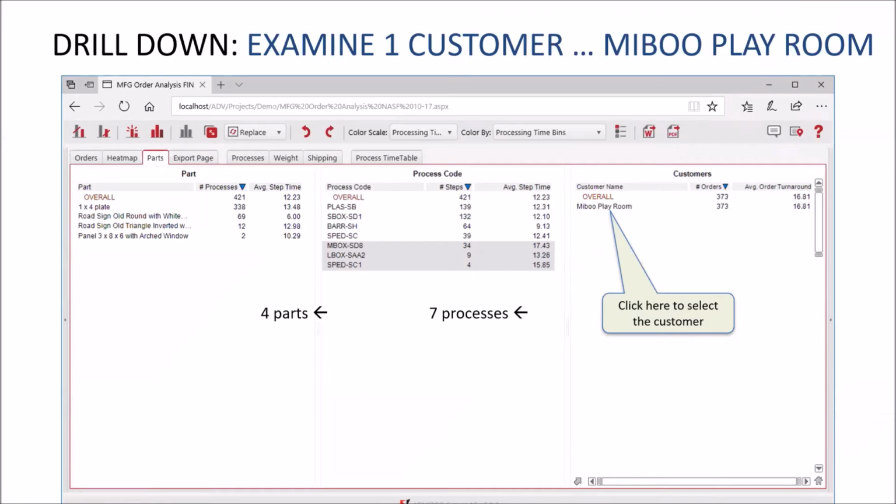I'm going the other direction. So these lists pivot. When I see that, I see Mibu Playroom. There's a bunch of processes. There's 7 processes which are taking a long time. A lot of volume, these top 3. And then there's some parts. This 1x4 plate we already saw as a common part. Got it. But these road signs and this panel are specific parts to Mibu Playroom.